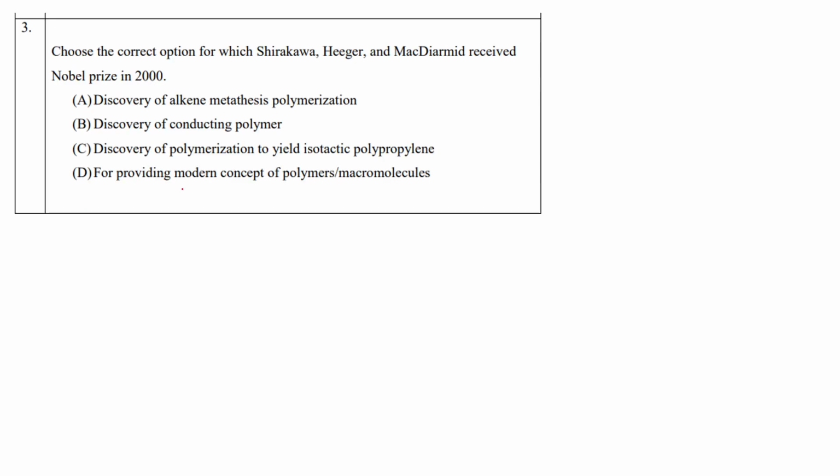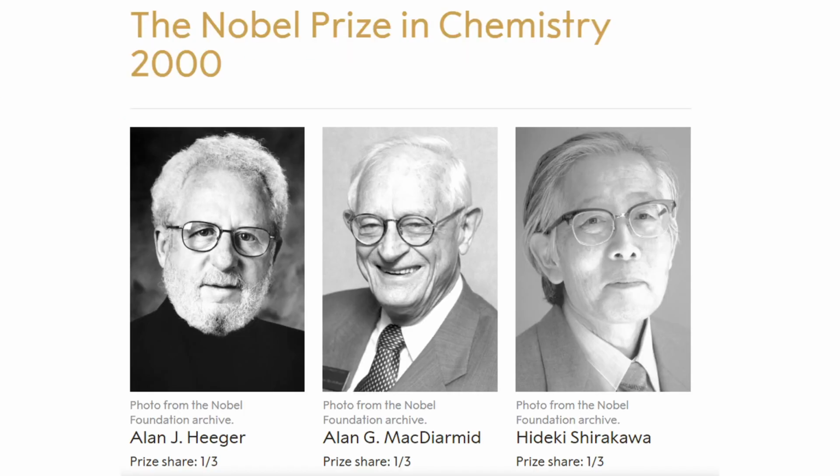Next question is about the correct option for which Sarikawa, Heeger, and MacDiarmid, these three people, received the Nobel Prize in 2000. It is again an information-based question, so you need to know about these things. If we look into the Nobel Prize in 2000, these three scientists they are talking about actually won the Nobel Prize in chemistry.